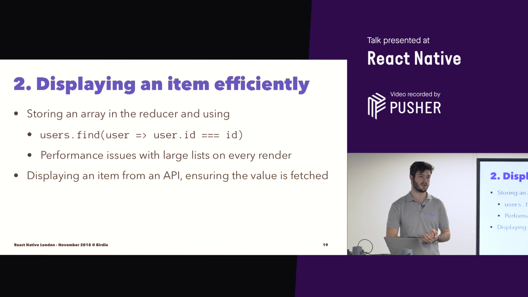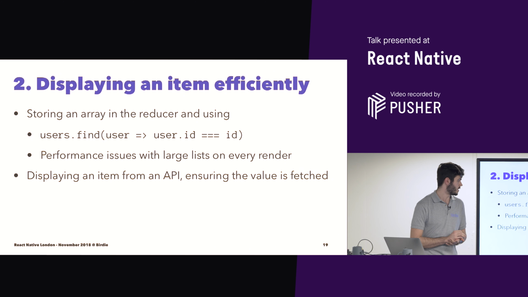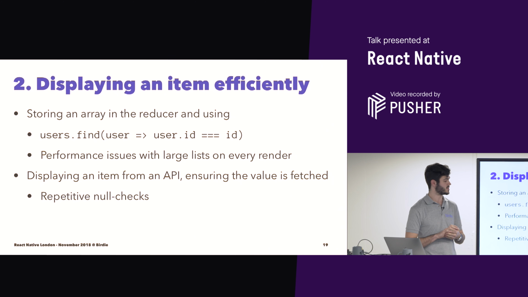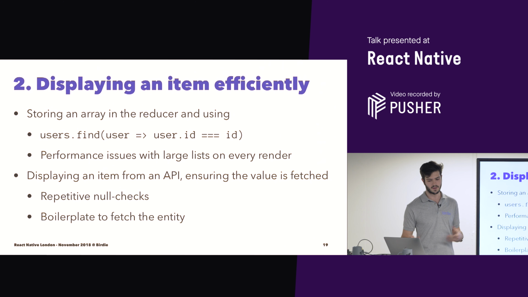Second problem with displaying just one item is I need to fetch it from the API and display it, but I also need to ensure that we've already fetched the value from the API, that I actually have the client for this ID I just clicked on. Which means that I have to do repetitive null checks. Basically, if I don't have a client, show something else. If I do have a client, I can finally show the client page. And basically, you just have a lot of boilerplate to fetch the entity.